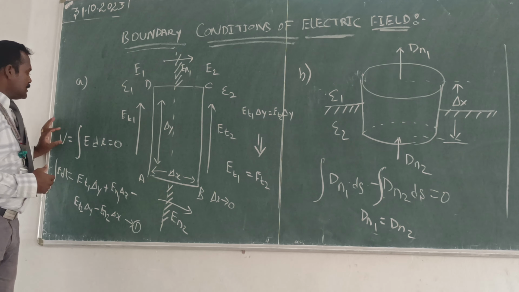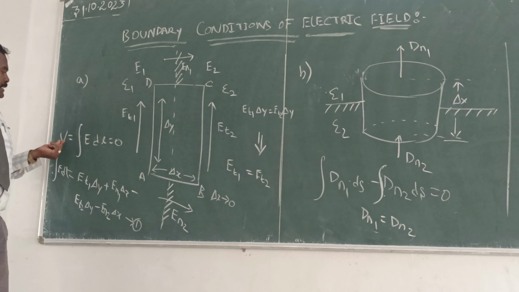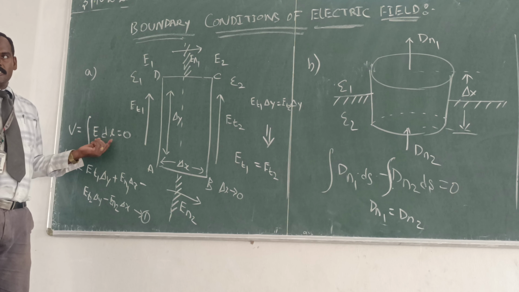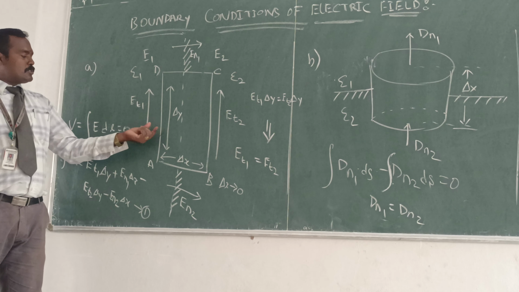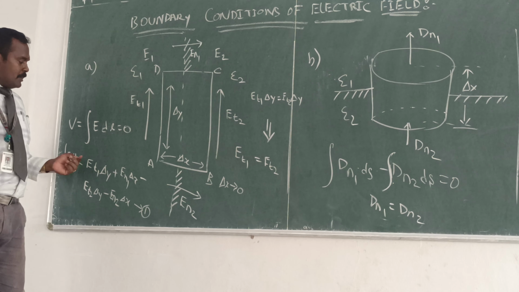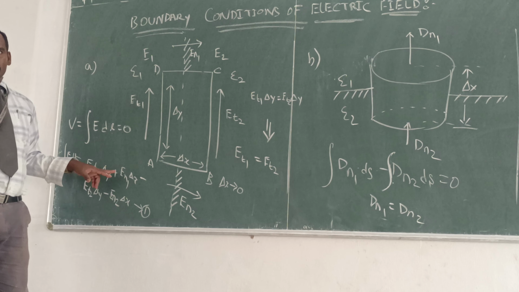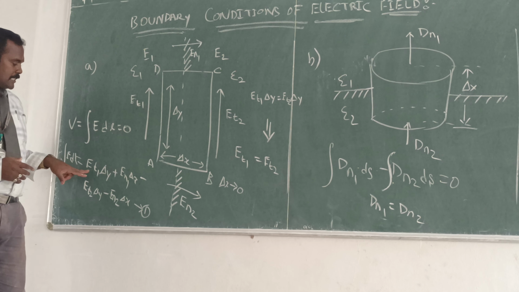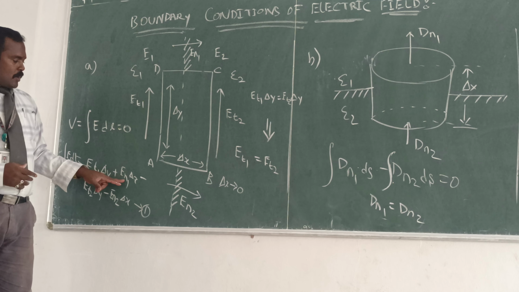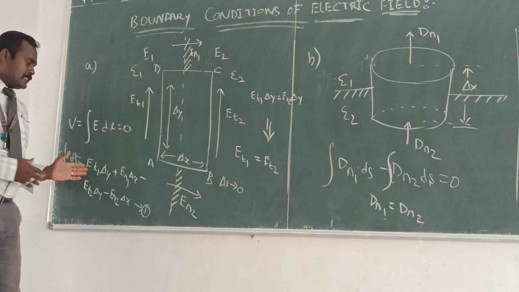We all know the relationship for the conservative vector field: the line integral of E dot dl equals 0. The potential is the line integral of electric field intensity, and it should be equal to 0. Because this is a closed loop, we consider the expression. E dot dl is the sum of the tangential and normal components of electric field intensity in medium 1: Et1 into del Y, because that is the length, and En1 into del X, the corresponding length. That is medium 1.